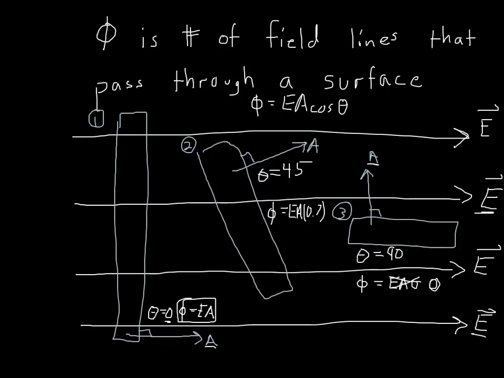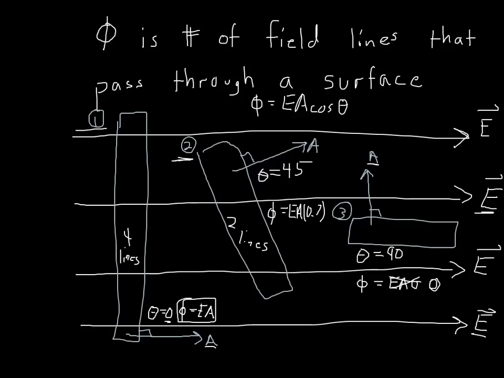So we can compare the number of lines that pass through case number 1 with the number of lines that pass through case number 2. Case number 1 has E times A lines. Case number 2 has 0.7 times E times A. So case number 2, when I'm at an angle inside of my electric field, has to have fewer lines than case number 1. If I compare the number of lines, in case number 1, I've got 4 different lines. In case number 2, I've got 2 lines. So it conceptually works out.